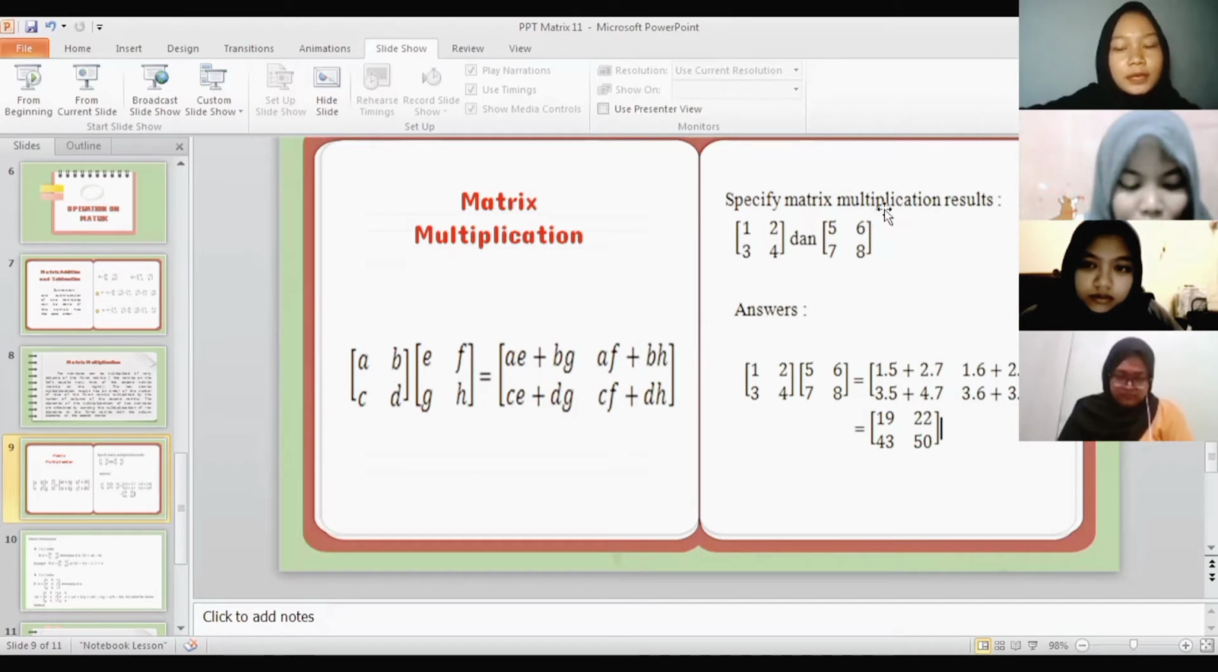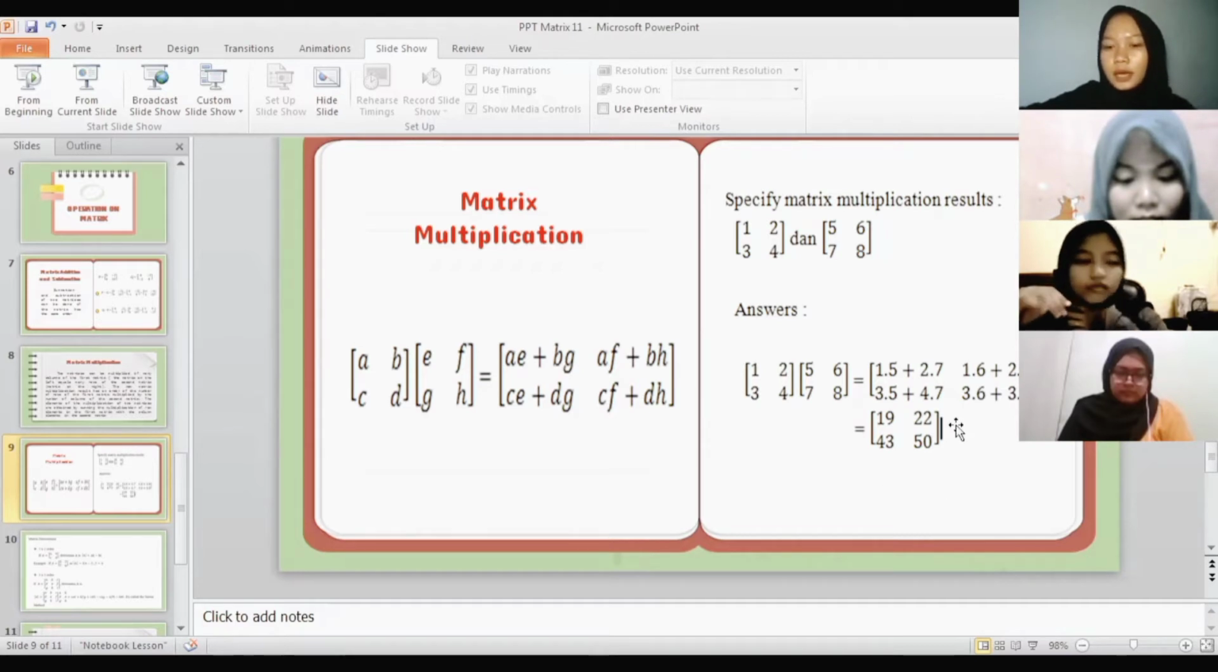Specify the matrix multiplication result. There are two matrices of order 2 times 2: 1, 2, 3, 4, and 5, 6, 7, 8. The answer is 1 times 5 plus 2 times 7, 1 times 6 plus 2 times 8, 3 times 5 plus 4 times 7, 3 times 6 plus 4 times 8. So the matrix multiplication result is 19, 22, 43, and 50.